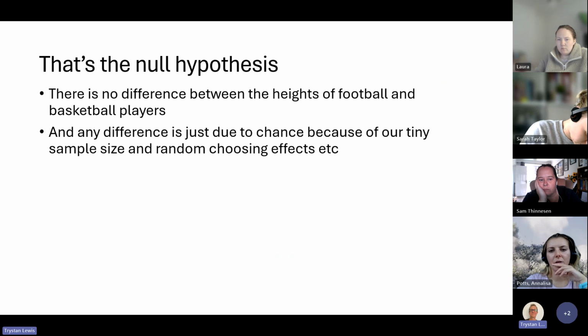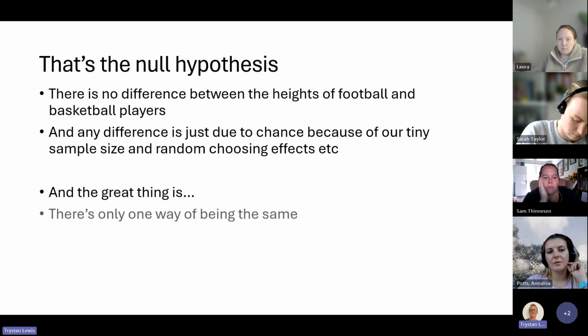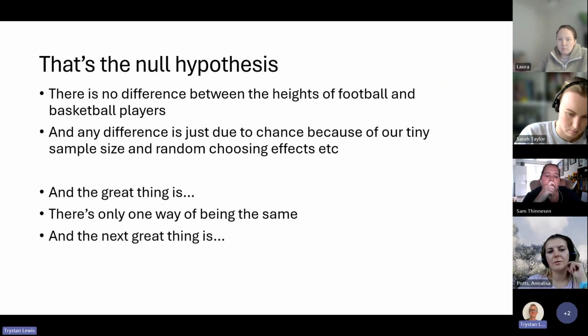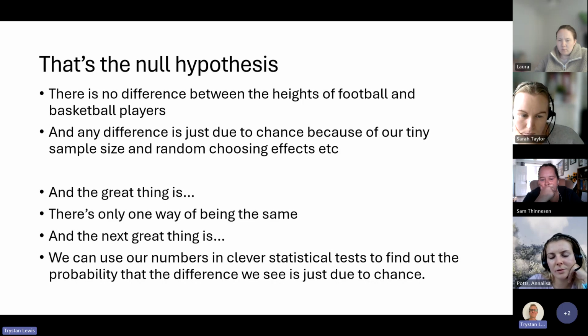Any difference that I saw, that mean it looked different, it's just because of chance, just because of sample size and choosing effects, and the fact I didn't go around every basketball club and I didn't go around every football club. I just chose at random and it gave me some results. But really, they were just the same if I'd counted them all. But I can test the null hypothesis because there's only one way of being the same. And then the other great thing is we can use those numbers, the mean and the standard deviation, and do statistical tests, and it pops out a number and it'll tell us the probability that the results are just due to chance, just due to sampling, they're not really different.